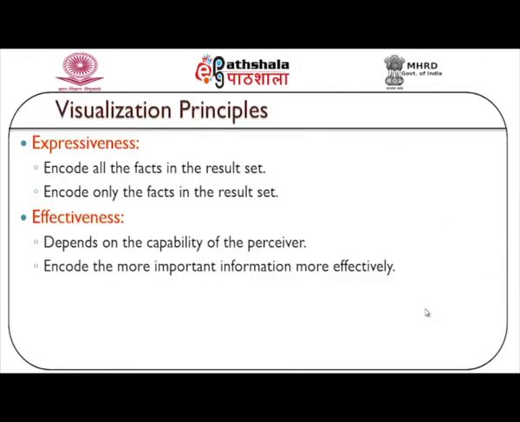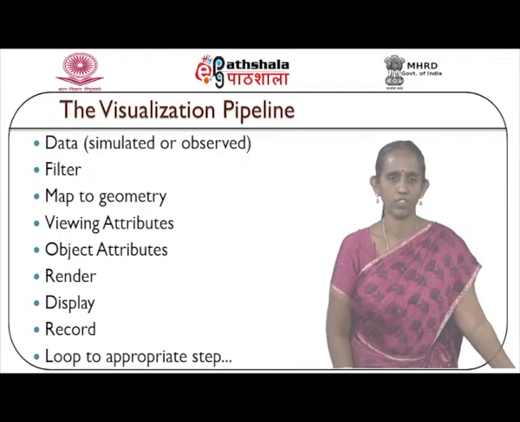If we look at the visualization principle, we can classify them into two types. One is expressiveness, the other one is effectiveness. Expressiveness, in the sense, tells that you have to encode all the facts into the result sheet, and we are supposed to encode only the facts into the result sheet. Whereas effectiveness depends on the capability of the perceiver, and it encodes some more important information in a more effective manner. So, expressiveness and effectiveness both together form the interesting principles of visualization as such.